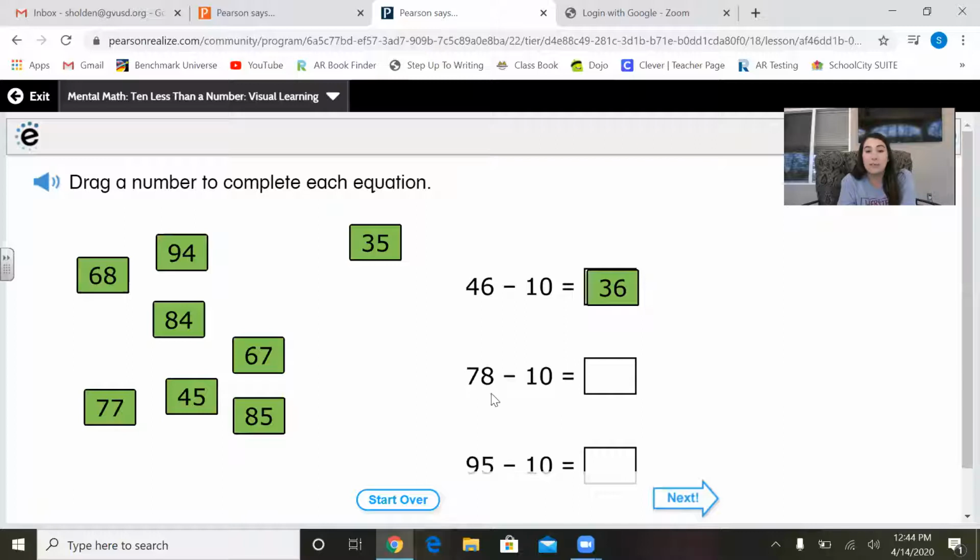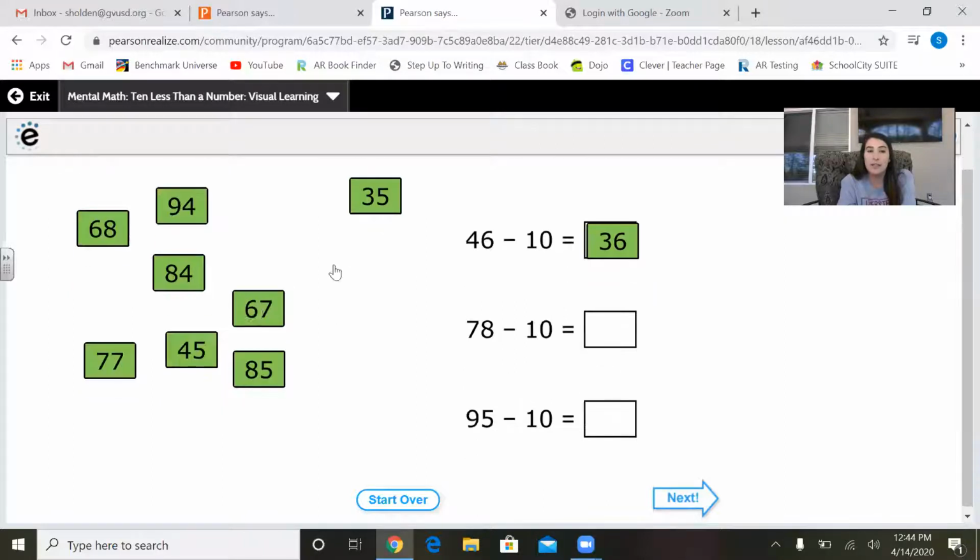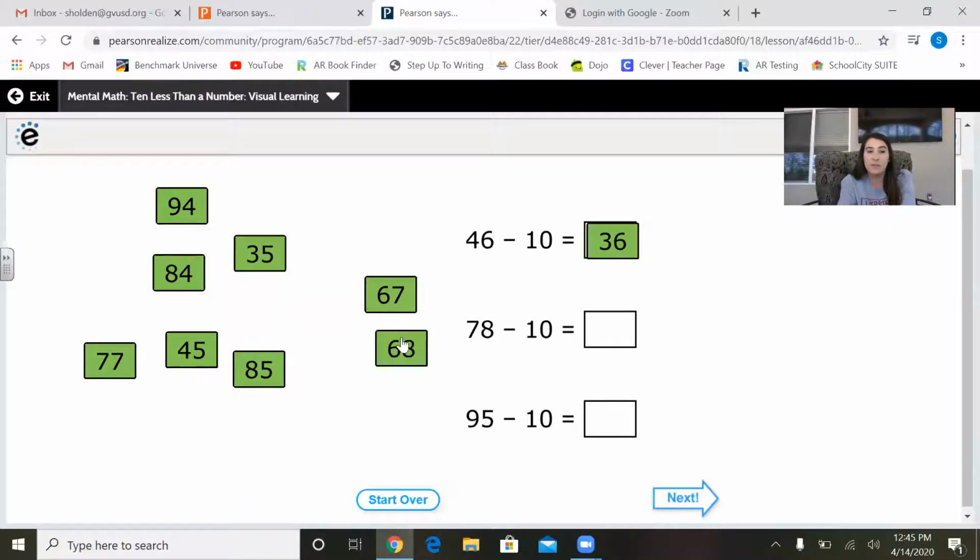Same thing for this one, 78 minus 10. So I take my 7 minus 1 equals 6. So now I have these numbers to choose from, 67 and 68. 8 minus 0, now I'm taking my ones place numbers and subtracting those. So now I have 8 minus 0, which is 8. So our number is 68.